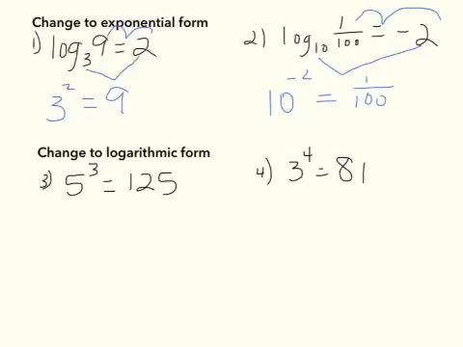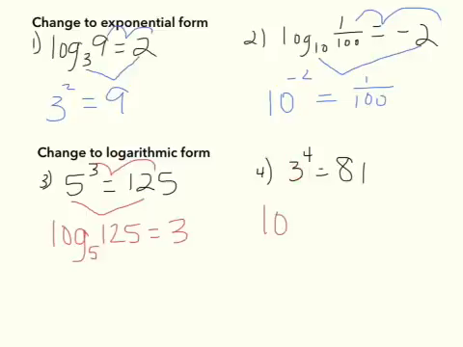So now let's change to logarithmic form. I know it's going to change to log, so I'm going to write log, and then I'm going to do 5, 125 equals 3. So little 5, big 125 equals 3. Same thing over here. It's exponential, so I want to change it to log. And then I'm going to do 3, 81 equals 4. Little 3, 81 equals 4. So take a second and just make sure you understand how we went back and forth between the two forms.